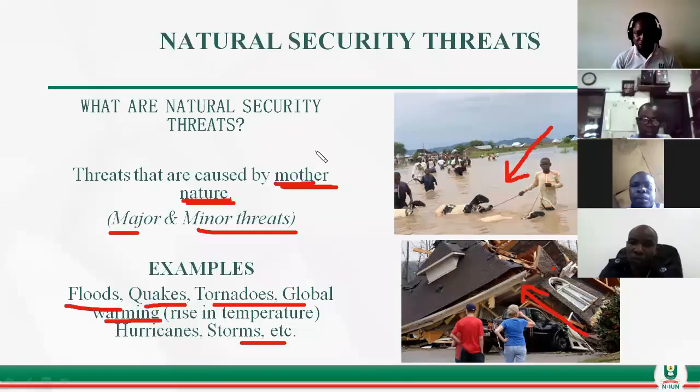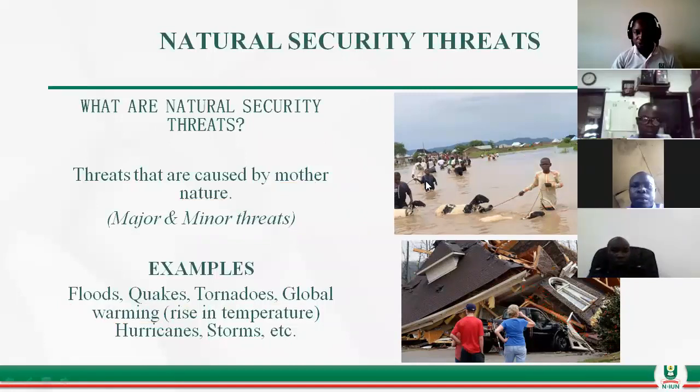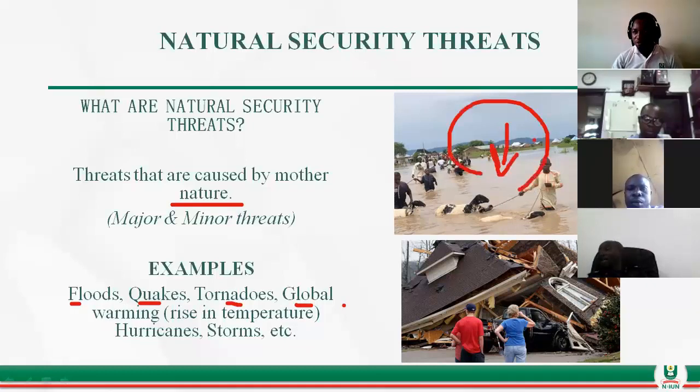Okay, this is quite easy to understand. I had sent this to you, so you should be able to read and understand that. The basic thing here is that natural security threats are threats that are caused by nature. You can list all of them: flood, earthquakes, tornadoes. Even by this picture, some of you learn better with pictures. Those are all natural security threats.